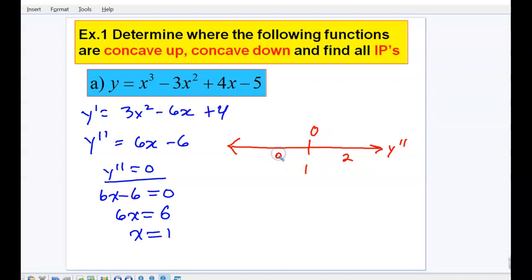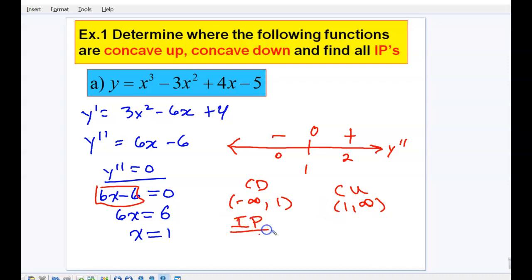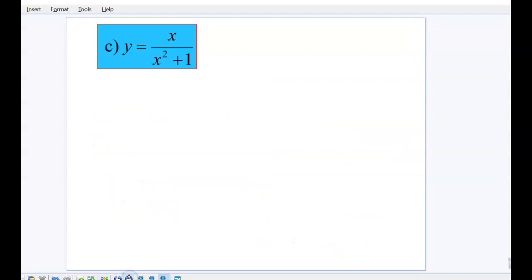Again, take 2 and 0. If I plug that into my second derivative, 2 makes it positive, 0 makes it negative. So therefore, my function is concave down from negative infinity to 1, and it's concave up from 1 to infinity. And I do have an inflection point where my concavity changes, and that's going to be when x is equal to 1. To figure out the coordinate, I plug 1 into the original function, so I'm going to get 1 minus 3 plus 4 minus 5. That's going to end up being negative 3.